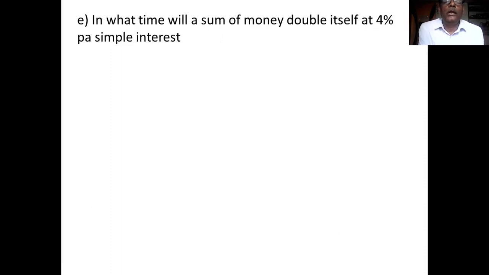In what time will a sum of money double itself at 4% per annum simple interest? This is the question. In what time? In what time means, what is unknown? Anyone tell me what they asked to calculate? Whether they asked to calculate principal, rate, period, or N. Anyone tell me? Principal.